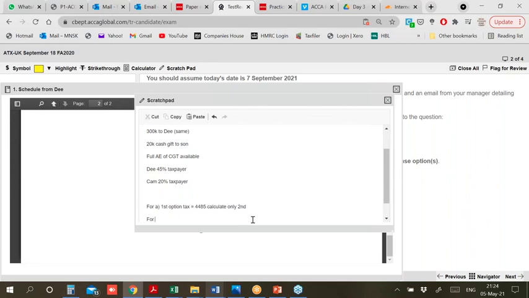So scratch pad, I'll write here that for B, do remember to tell about deemed domiciled, calculate CGT assuming split, use two annual exemptions. That's what I have made a note for myself.